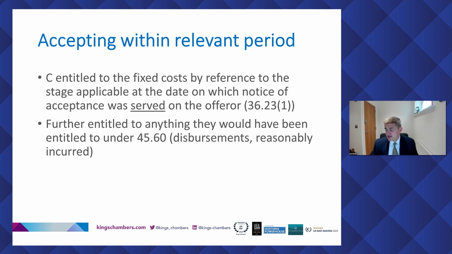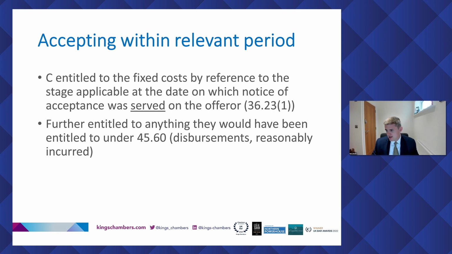So the first one is accepting within the relevant period, of course. Timing, it doesn't matter whose offer that is, whether that's from the defendant or the claimant. So you get your fixed costs by reference to the stage applicable at the date on which the acceptance was served on the offeror. So that means that if you do happen to find yourself on the tables at Practice Direction 45, the intermediate track, you'll be able to relatively easily pinpoint what stage you're in. And once you fall in that stage, the claimant will get that stage's costs.